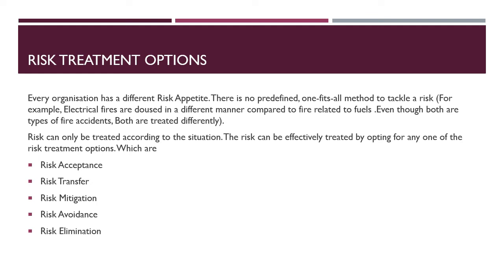Risk treatment options. Every organization has a different risk threat. There is no predefined one-fits-all method to tackle a risk. For example, electrical fires are dealt with in a different manner compared to fuel-related fires. Even though both are types of fire accidents, both are treated differently. Risk can only be treated according to the situation. The risk can be effectively treated by opting for any one of the risk treatment options, which are risk acceptance, risk transfer, risk mitigation, risk avoidance, and risk elimination.